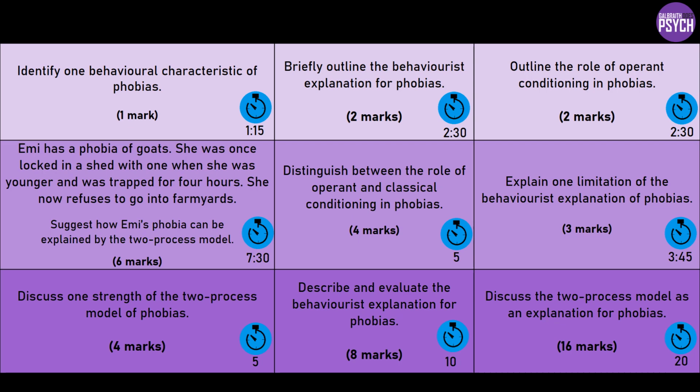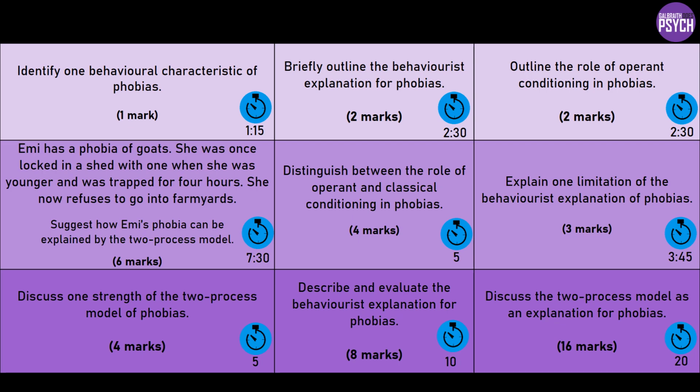What you could do here, to really try and get into that top band and impress the examiner, is say she's not just avoiding goats, she's actually avoiding farmyards as a whole. So you could introduce another bit of knowledge here, because that is stimulus generalization. She's learned something about goats, and she's generalized that fear to other similar or nearby stimuli. So goats and farmyards are very much associated, of course. And the fact that she's scared of goats, she's generalised that to also being afraid of farmyards. You could argue that.